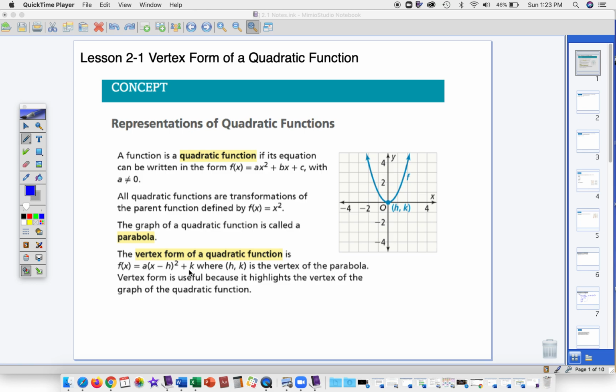From this form, remember, we can easily identify the vertex. That's why it's called vertex form. And that vertex is h comma k. So again, this form is useful because when it's in this form, immediately we know the vertex of that parabola. So for the parent function, remember, it's at the origin, and that's the point that we usually focus on when we're doing the transformations.